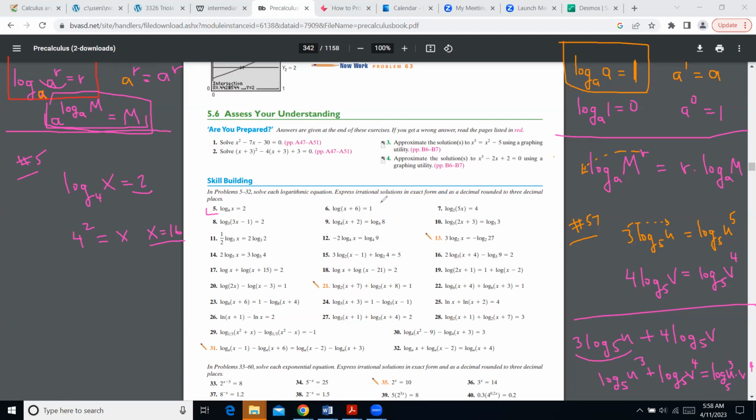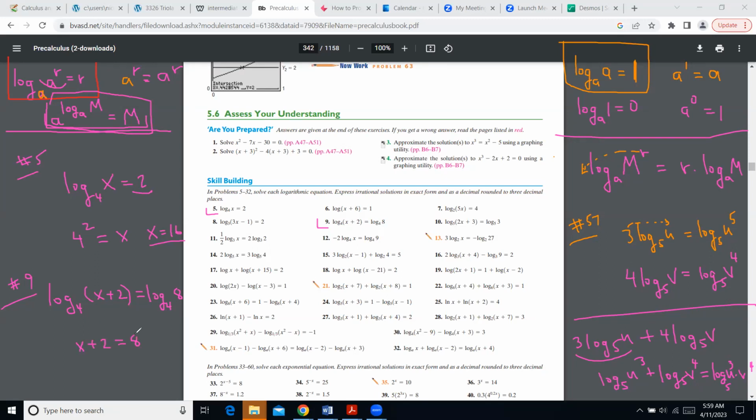Let me see, how about if I try problem number 9? On one side, I got a logarithm, and on the other side, I also got pretty much the same base logarithm. They're both logarithm base 4. One is taken of x plus 2, and on the other side, logarithm base 4 is taken of number 8. So it turns out that logarithm base 4 is not needed here.